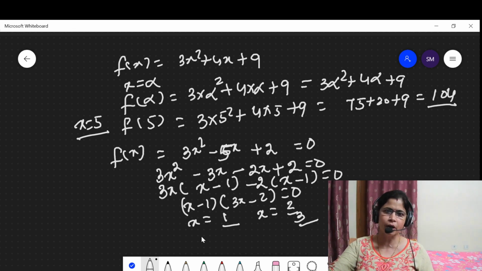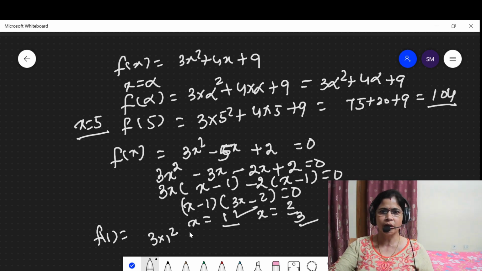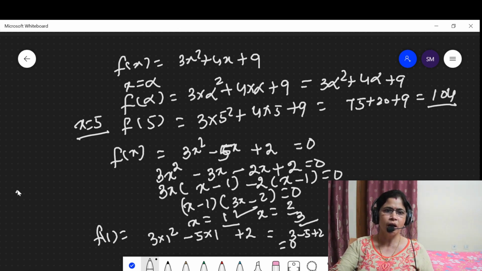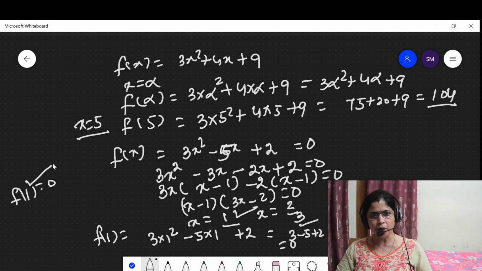Let us put the value of x equal to 1 and find the value. f(1) is equal to 3 into 1 square minus 5 into 1 plus 2, in place of x we put 1, which is equal to 3 minus 5 plus 2, which is equal to 0. Here f(1) is equal to 0. This shows that 1 is called a zero of the polynomial.